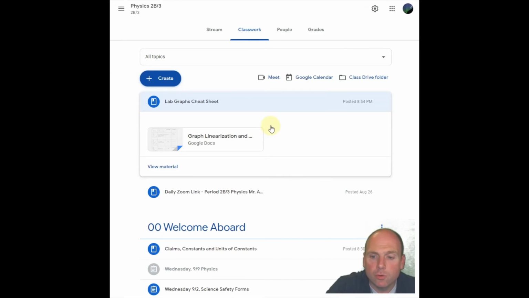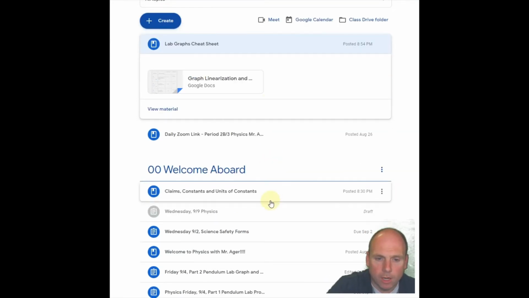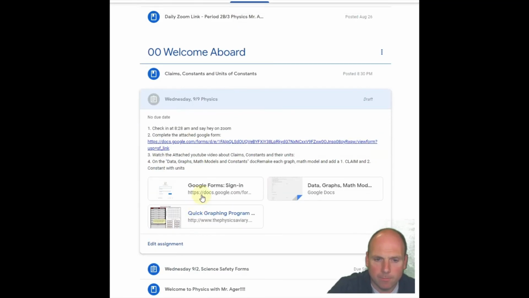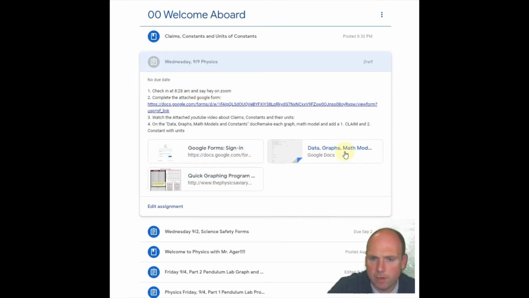And I'm even going to do number 1 for you. So first off, it's Wednesday's assignment. It's grayed out right now because you don't have it yet. But Wednesday 9/9, if I click on it, you'll have what your assignment is. But I'll jump right over here to the data graphs and math model.